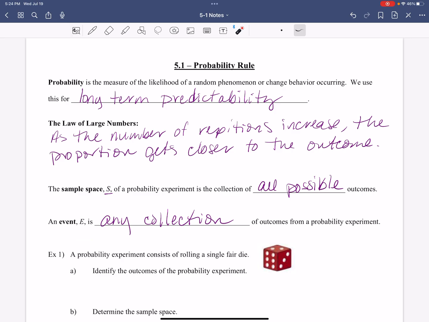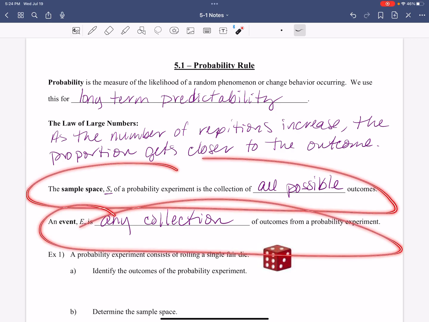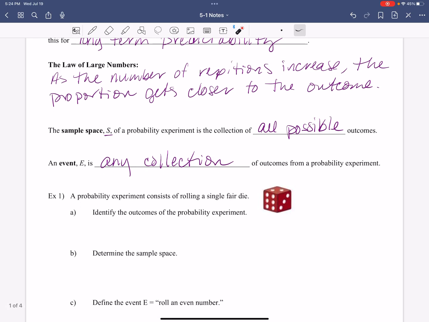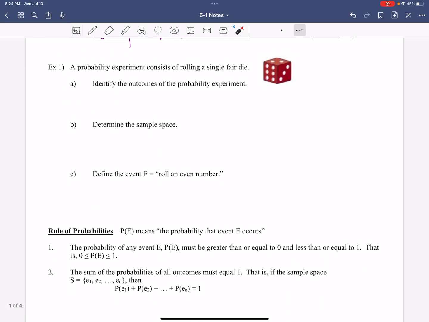So I'm going to perform this event. I'm going to say, what do I want the probability of? And that's going to be my event, where the sample space is the possibilities that it can come from. Okay, so let's do an example of this, and then I think it'll make sense. A probability experiment consists of rolling a single fair die. So what are my options, right? If I want to identify the outcomes, what could I do?